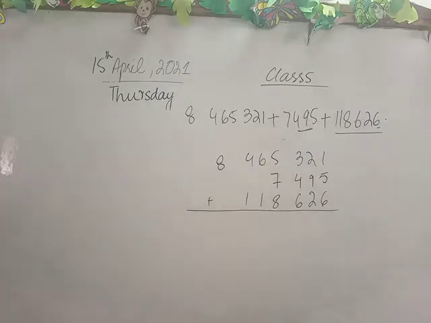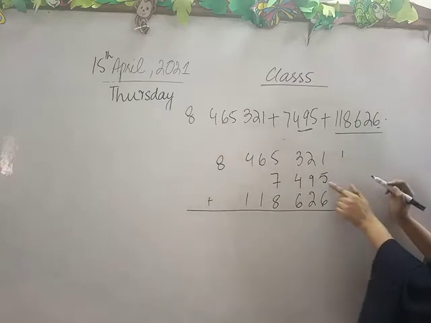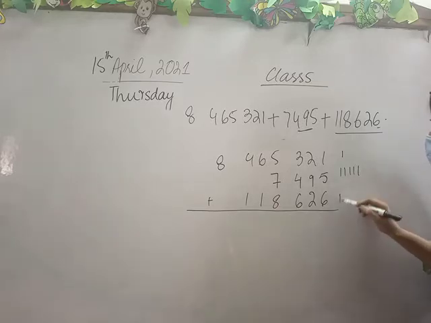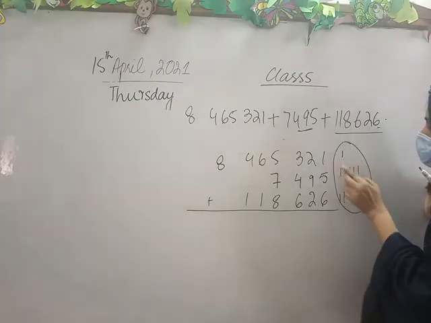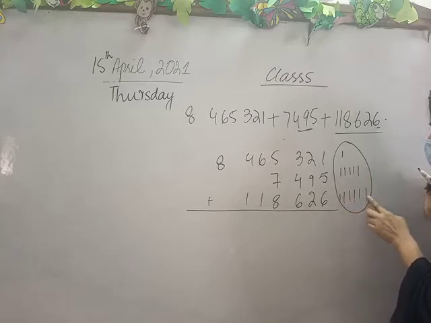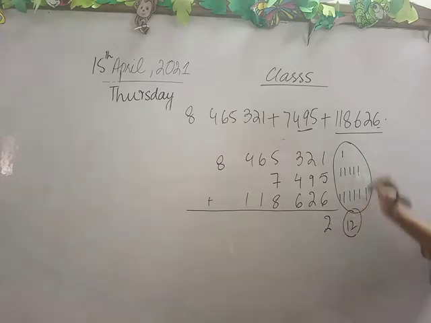Okay class, let's see here. 1 for upper, I am starting from this side. 5 for middle, 1 2 3 4 5, and 6 for lower, 1 2 3 4 5 6. In total I have 1 2 3 4 5 6 7 8 9 10 11 12. I have a 2-digit number. So I will write 2, which is at unit place, below 6, and 1 as a carry.